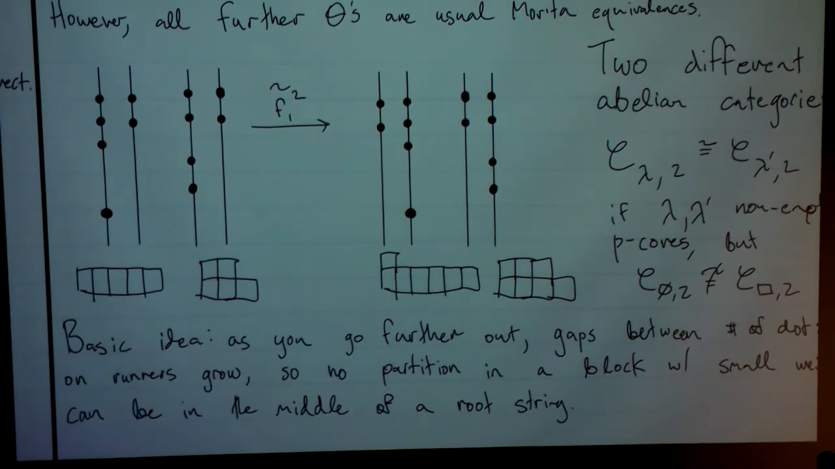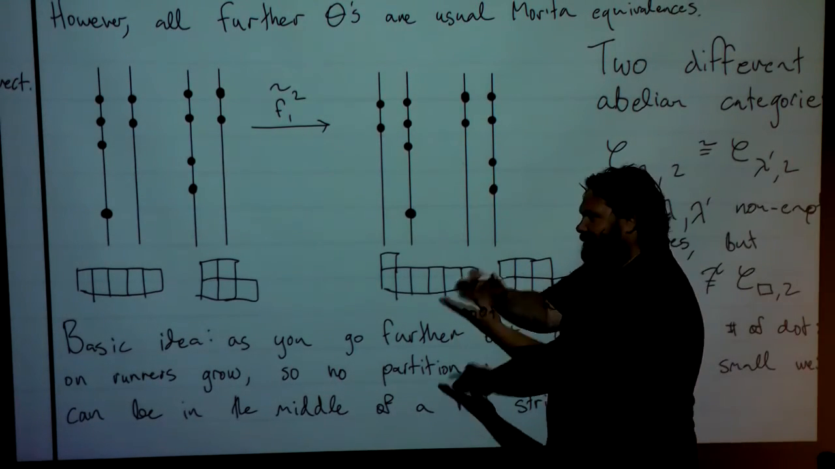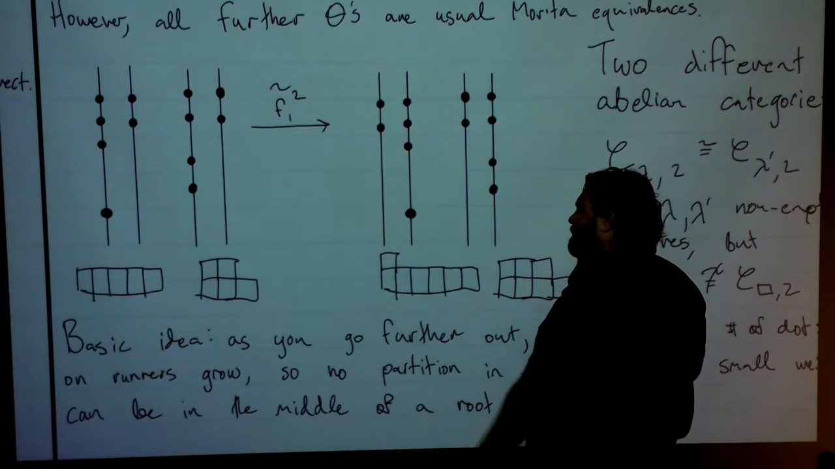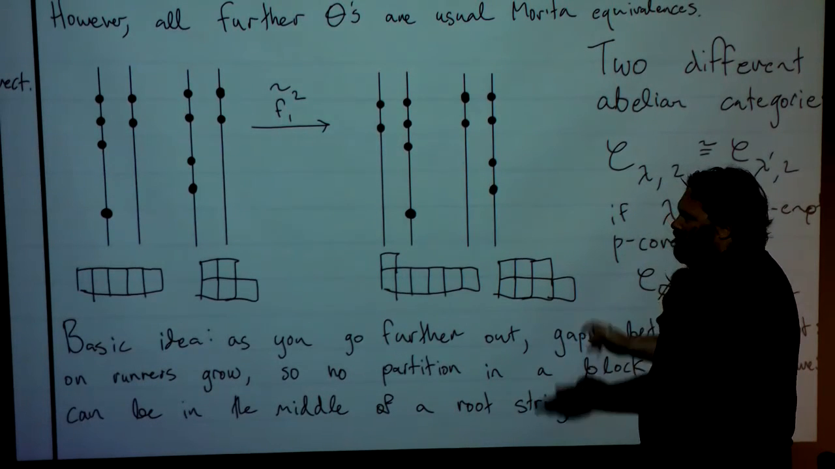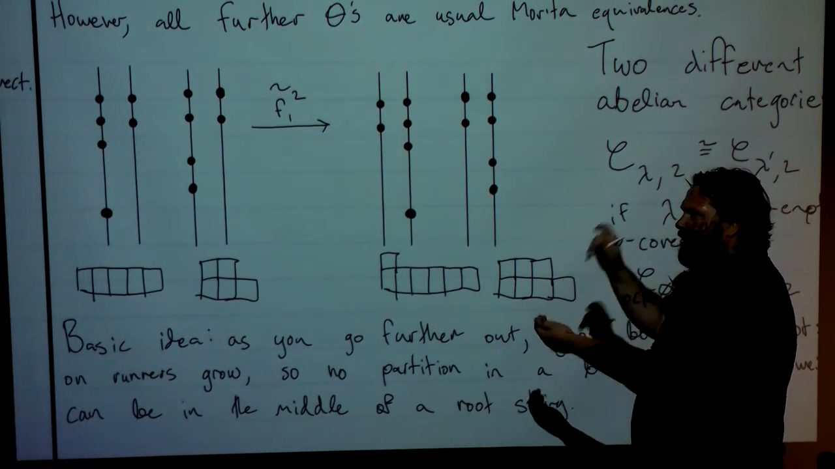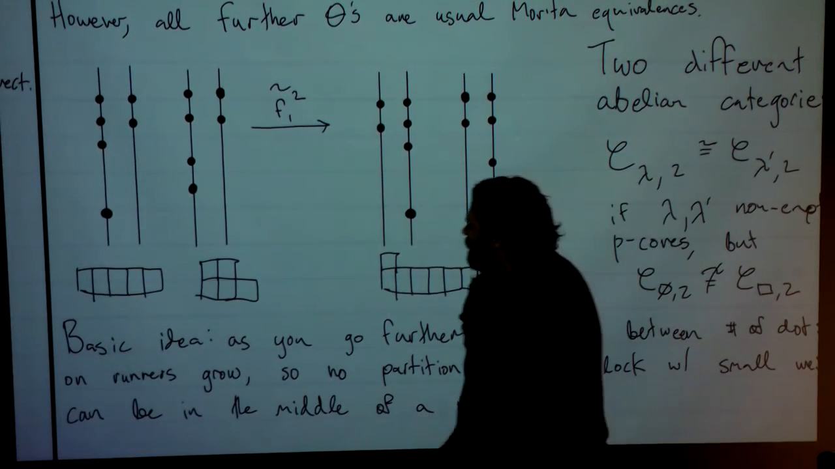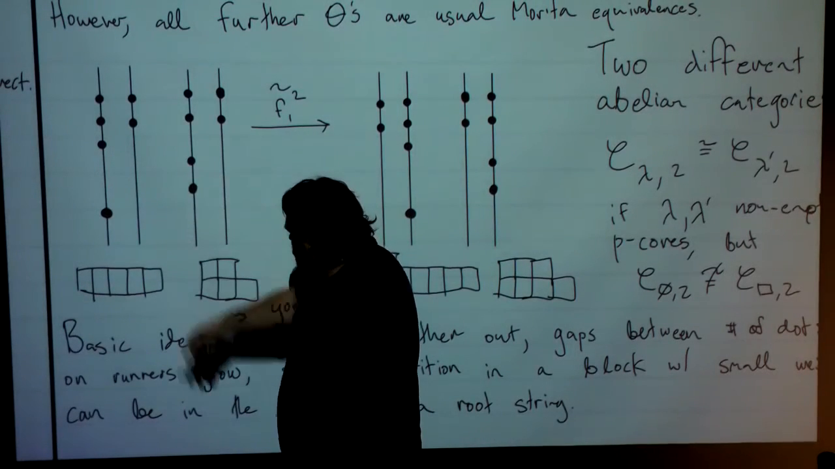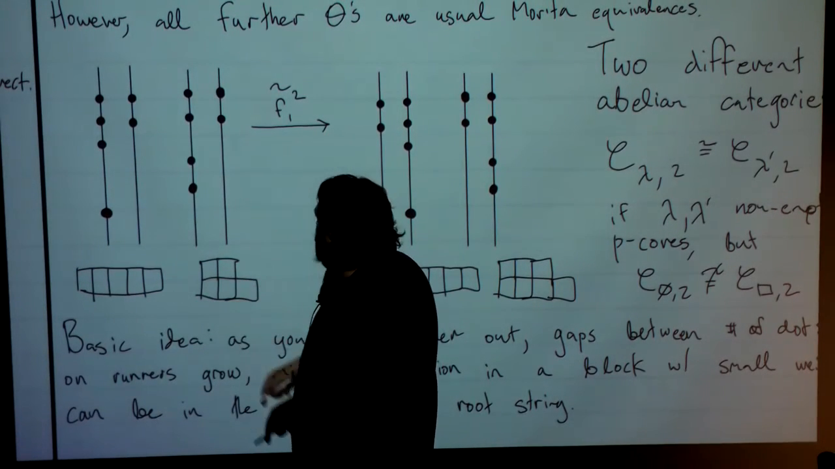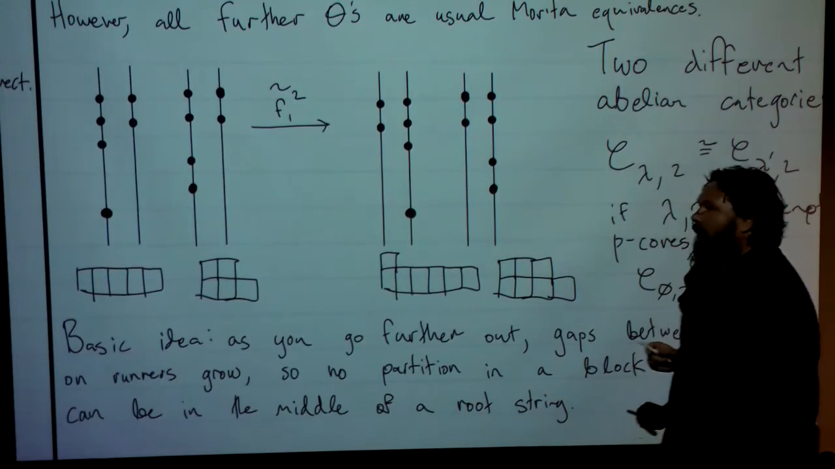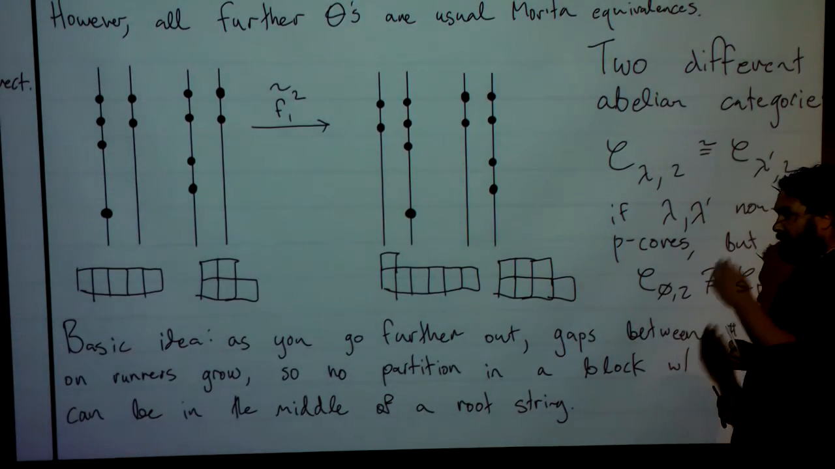Now it's worth noting, once I've done that, I can then ask, what happens if I go out for bigger and bigger p-cores? Which I just always do in this p equals 2 case. I apply 0, I apply 1, I apply 0, I apply 1. So now I'm here in this block with 2-core given by buttons, and I'm going to go to the one with 2-core given by staircase.